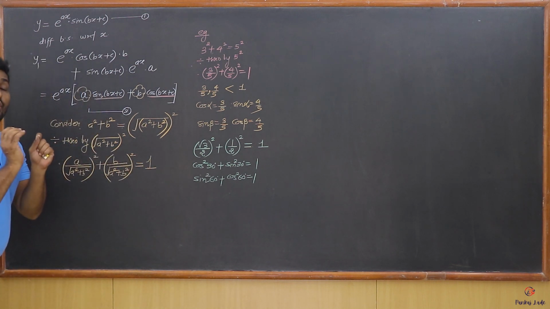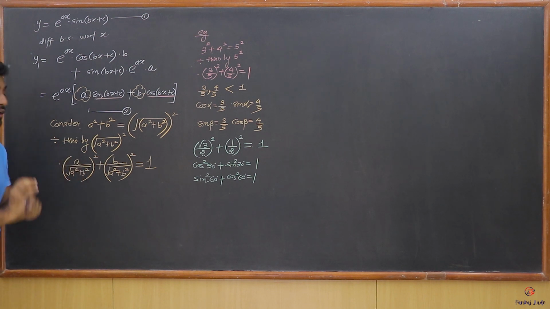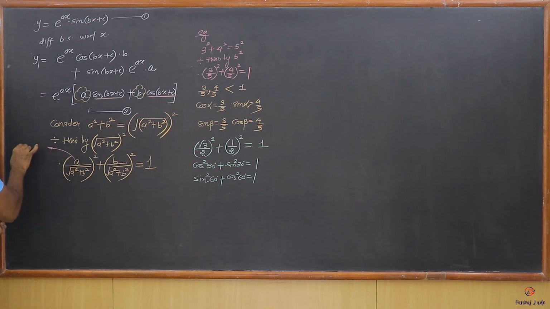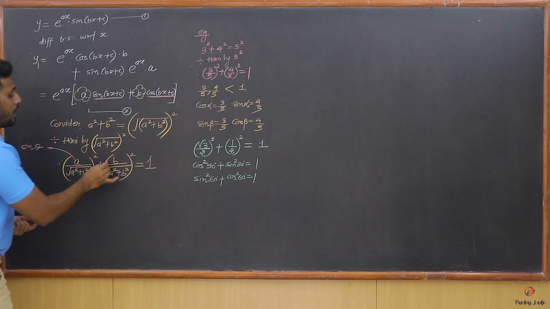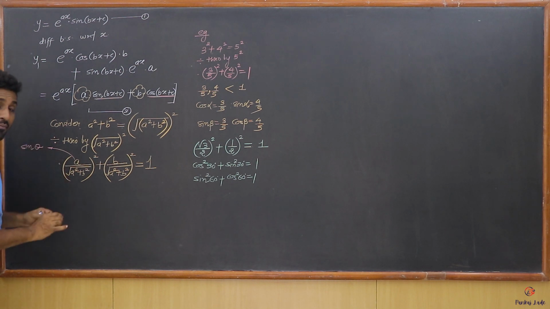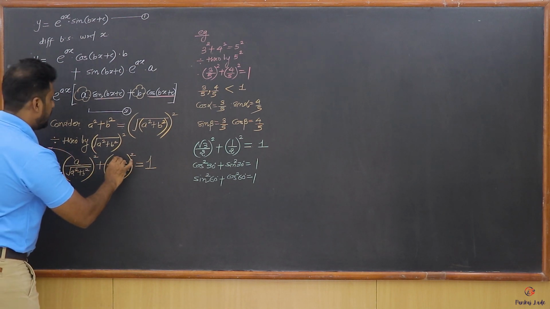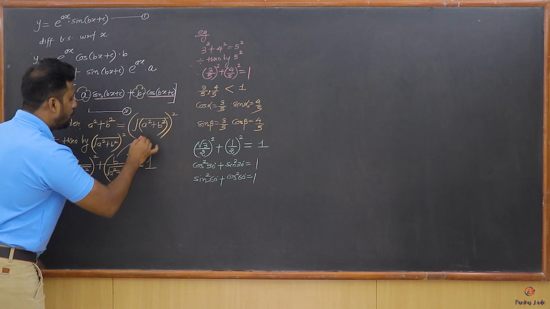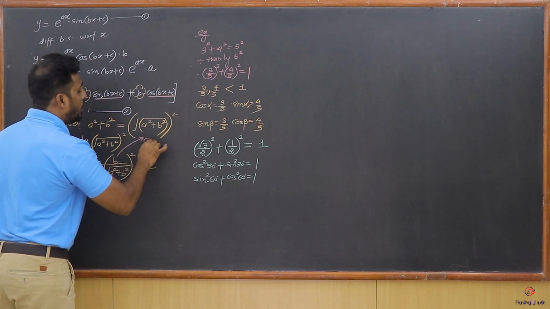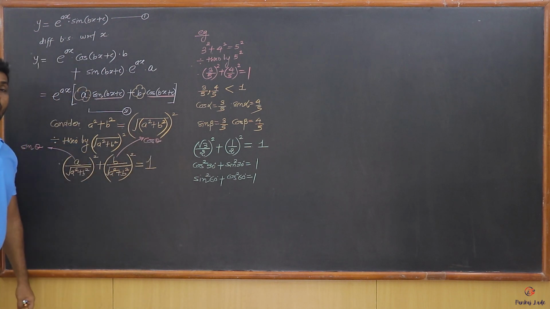Now students, there are two different ways in which I can proceed further. I can say a upon root of a square plus b square, I can take this term as sine theta. I can take any value that I want, and when a upon root of a square plus b square is sine theta, at the same time for the same angle theta, b upon root of a square plus b square will definitely become cos theta.